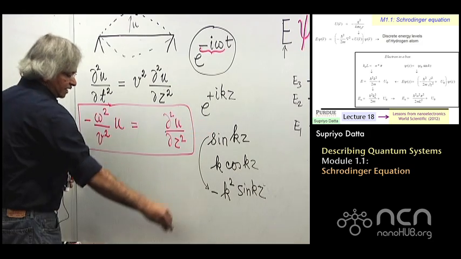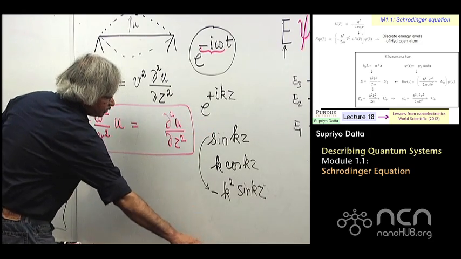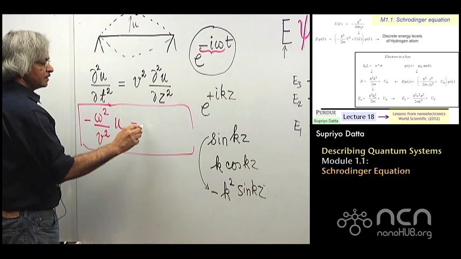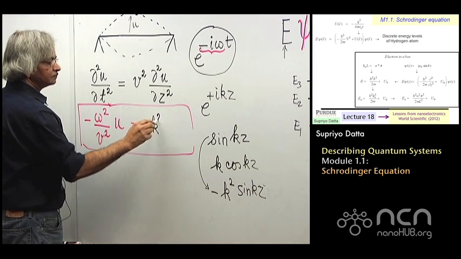Anyway, if it is sine kz, for example, instead of d2u dz2, I could just write minus k squared u.